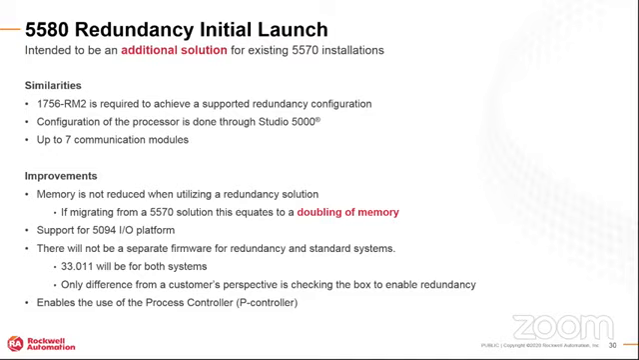As we look at it, one of the things in the past that you have usually seen is two separate firmware versions, one for redundancy and one for standard firmware on the controller. That goes away as of version 33. So what you'll see is that 33.011 that you see on the screen, that will be the same for both a simplex and a redundant controller. So we're going away with that; it is essentially just a checkbox inside of Studio 5000.